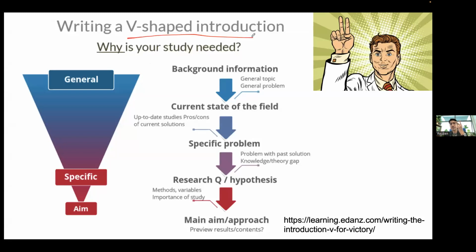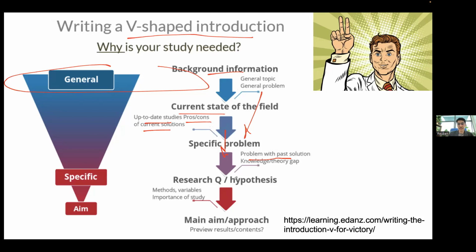Writing a V-shaped introduction, what does that mean? Again, you start from something really general, which is the top of the V. Provide your background information, some global or regional context, before you zoom into what's happening in the up-to-date studies in the field, what are the pros and cons, for example, of other studies or current solutions. And then you zoom into your specific problem and what the knowledge gaps are, what problems you want to address. Why is your question really important?